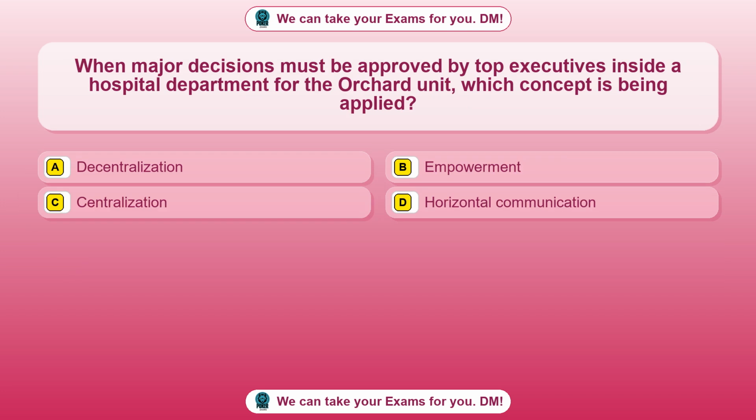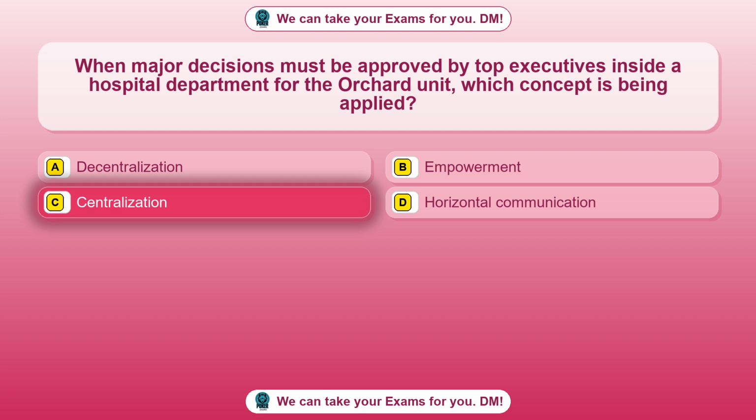Question 31. When major decisions must be approved by top executives inside a hospital department for the Orchard unit, which concept is being applied? Option A, decentralization. Option B, empowerment. Option C, centralization. Option D, horizontal communication. The correct answer is option C, centralization.